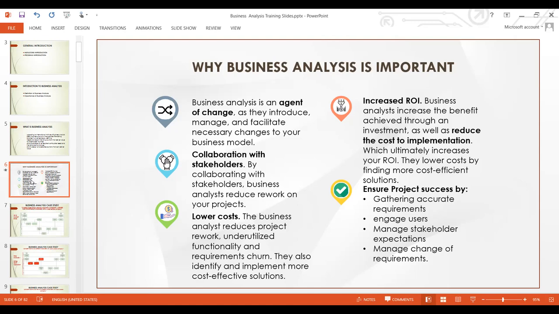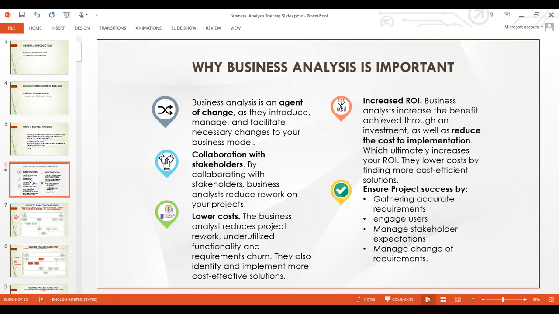underutilized functionalities and requirements churn. They also identify and implement more cost-effective solutions. It's just a continuation of the collaboration with the stakeholders. So you reduce costs for the company.